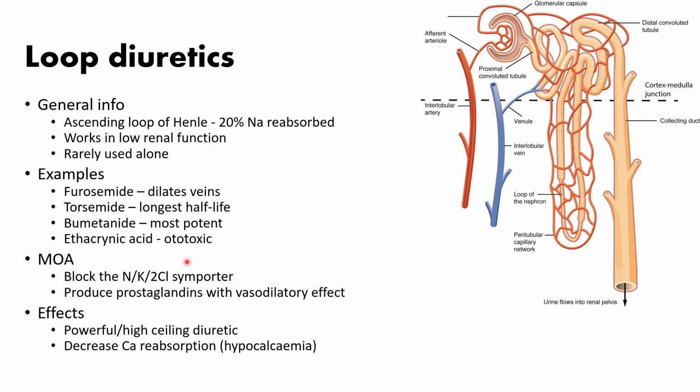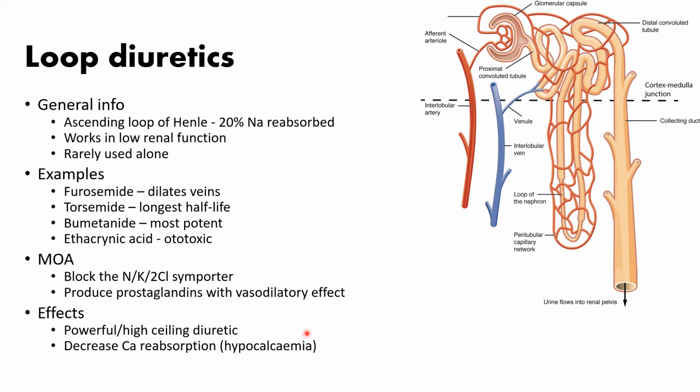Mechanism of action. Loop diuretics block the sodium-potassium-2-chloride symporter. So we have a different symporter here, guys. Bear that in mind, and I will discuss this in the next slide. They also produce prostaglandins, which have a vasodilatory effect. So this means that NSAIDs would reduce their function, because non-steroidal anti-inflammatory medications such as ibuprofen block the production of prostaglandins by blocking the COX enzymes. So just remember, NSAIDs would reduce the function of loop diuretics. They would make them less efficacious, basically.